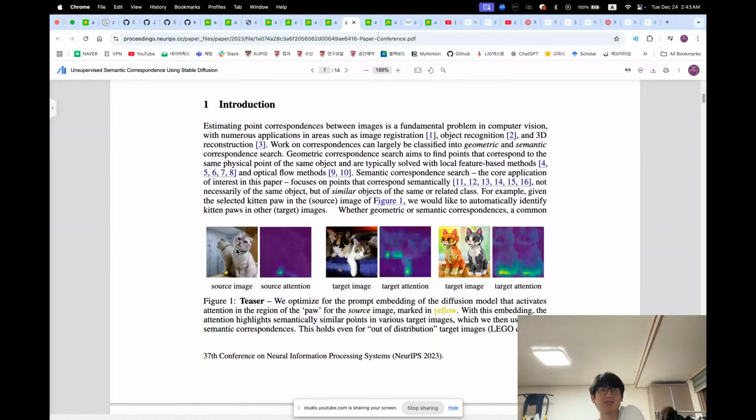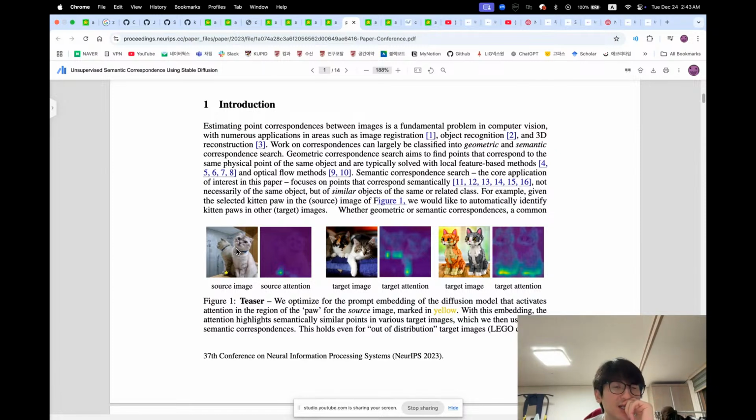Estimating point correspondences between images is a fundamental problem in computer vision with numerous applications in areas such as image restoration, object recognition, data reconstruction. Work on correspondences can largely be classified into geometric and semantic correspondence search. Geometric correspondence search aims to find points that correspond to the same physical point of the same object, typically solved with local feature-based and optical flow methods. Semantic correspondence search, on the other hand, the core application of interest in this paper, focuses on points that correspond semantically, not necessarily of the same object, but of similar objects of the same related class.